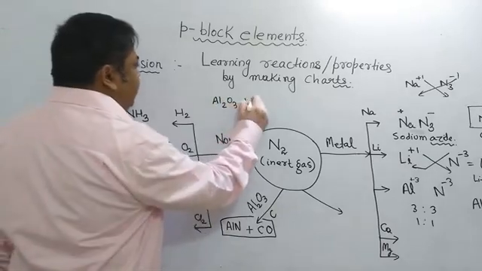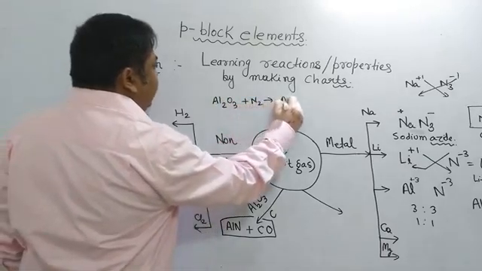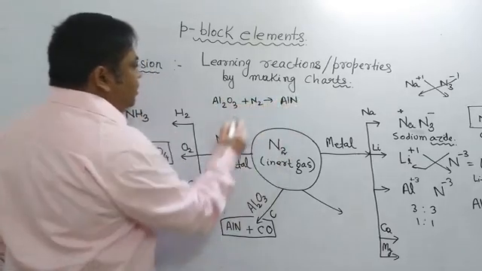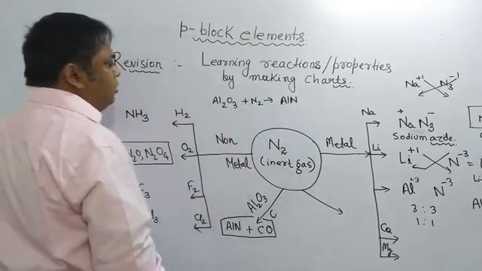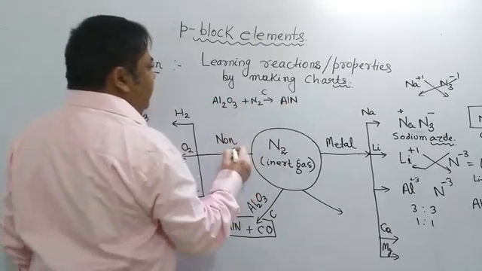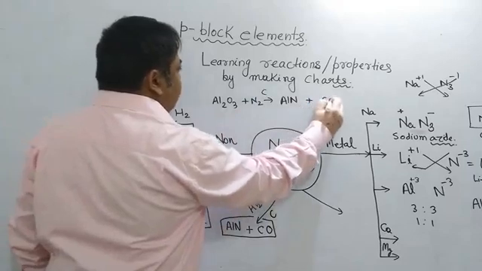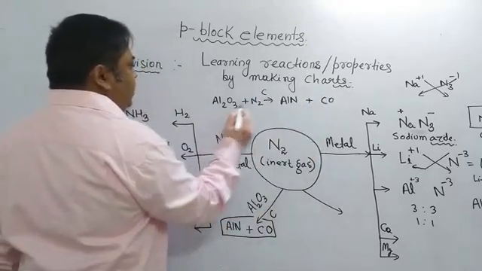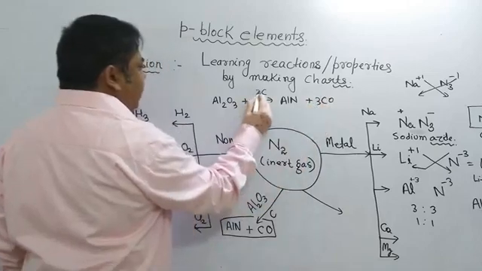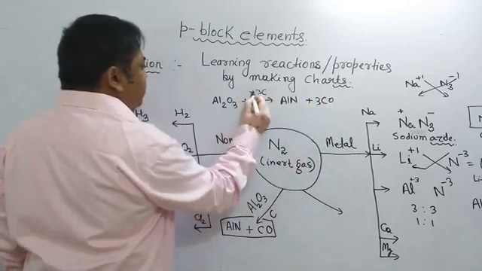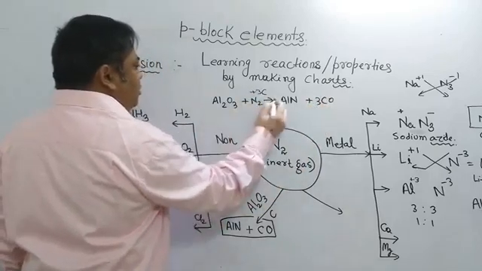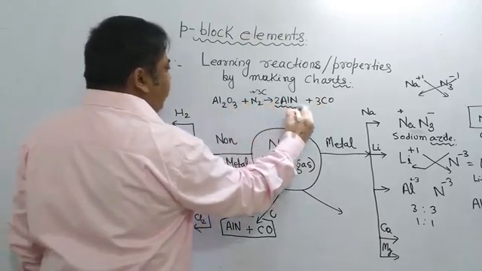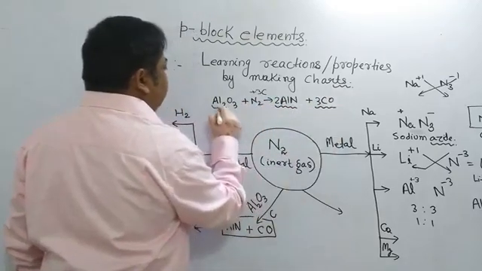Al2O3 plus nitrogen is forming AlN. This is also 2, this is also 2. And carbon we had given as reducing agent and CO has come out. So 3 oxygens are there, so we can give 3 carbon. We will take 3 carbon here. And 2 nitrogen, so 2 aluminum nitride. So for this you don't have to learn anything by heart.